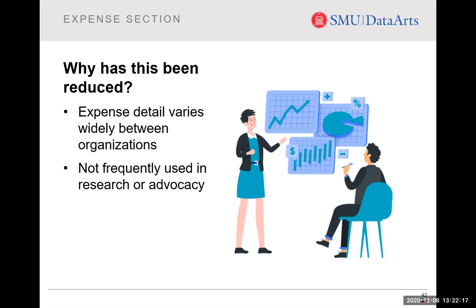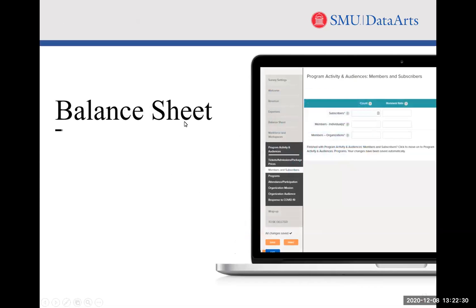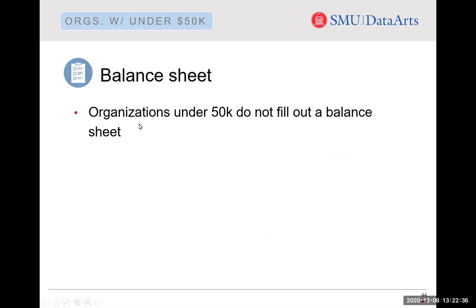The line items and breakouts that we have retained are fairly standard across organizations. They're also used in key financial health metrics in research, which is why they're still there. But the rest of the detail and expenses we've decided to remove to save some time. Next, we'll look at the balance sheet. So to start, just a reminder, organizations who are under $50,000 in expenses will not fill out a balance sheet.